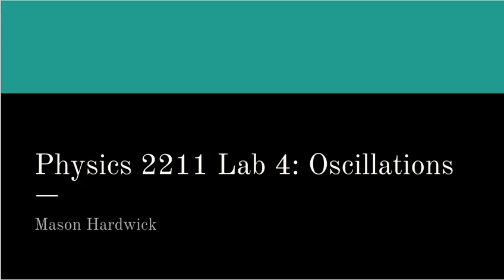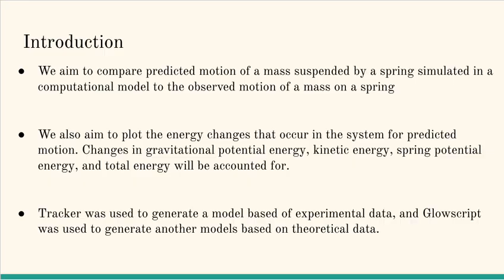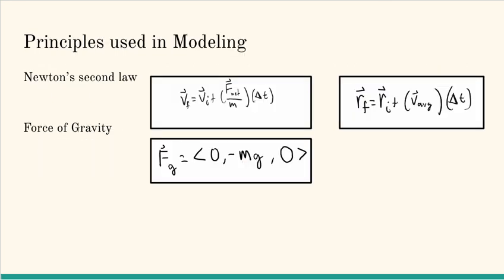Physics 1 about oscillations. So we aim to compare predicted motion of a mass suspended by a spring simulated in a computational model to the observed motion of that mass on a spring. We also aim to plot the energy changes that occur in the system for predicted motion. Changes in gravitational potential, kinetic, and spring potential energy will be accounted for. We will use Tracker analysis and GlowScript for the computational and theoretical models respectively.